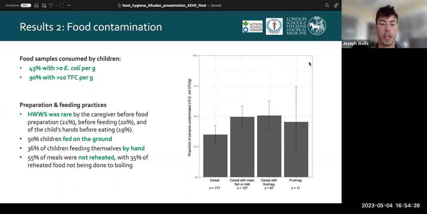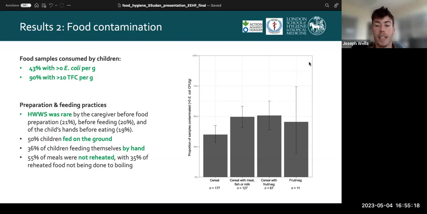coli per gram, and 90% of food was contaminated with more than 10 total fecal coliform per gram. So this was measured in coliform forming units. And hand washing was rarely observed, both through preparation, feeding, and also of the child's hands before feeding. Children are often fed on the ground, feeding themselves by hand, and meals that were stored and then cooked were often not reheated, with 35% of reheated food not being done to boiling.